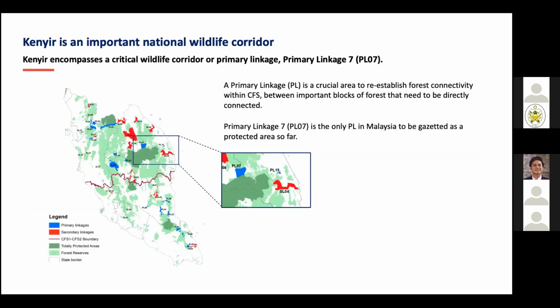Yep, it is PL7. So it also includes PL7, which is an important ecological corridor. Right, so it's under the CFS. This corridor is important to connect all the forest complexes in Peninsular Malaysia. And it's important as a corridor because it ensures sufficient forest to support wildlife populations. So this is the CFS plan in front of you. You can see PL7 is included in the Kenyir catchment.